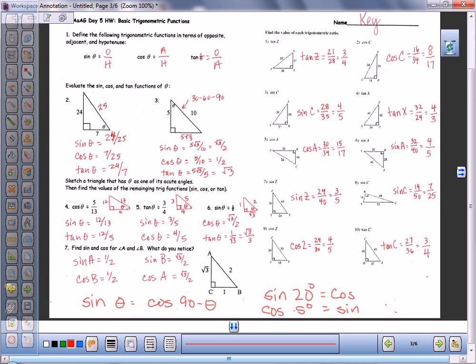All right, at the bottom here, I revisited this fact. On number 7, it says, what do you notice? Well, we talked about this yesterday, so hopefully you noticed that sine of A and cosine of B are equivalent, and that sine of B and cosine of A are equivalent. Because sine of an angle is equal to cosine of its complement, 90 minus that. So if I gave you sine of 20, that's equal to cosine of what? 70. Its complement. Cosine of 5 is the same as sine of 85. Its complement. Does that make sense?